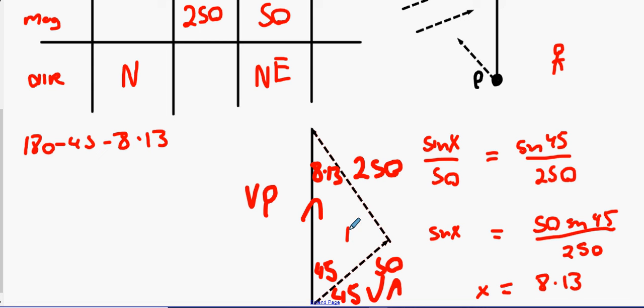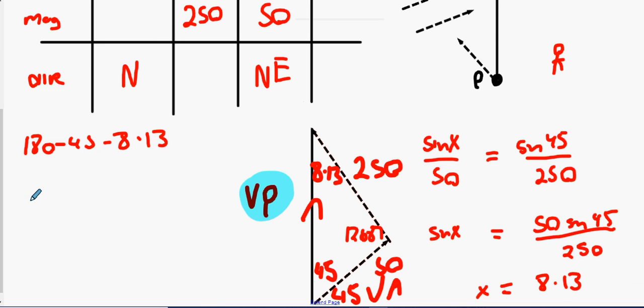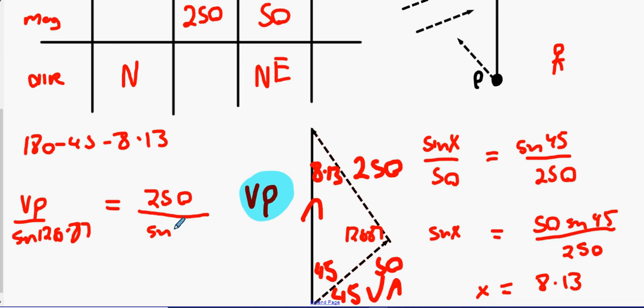126.87. I'm going to calculate what phi p is now. So let's calculate phi p using another sine rule. So it's going to be phi p over sine 126.87 equals, pick any other two you want. I'll probably just go for the 250 and the 45 again. So will somebody get me a value for phi p?